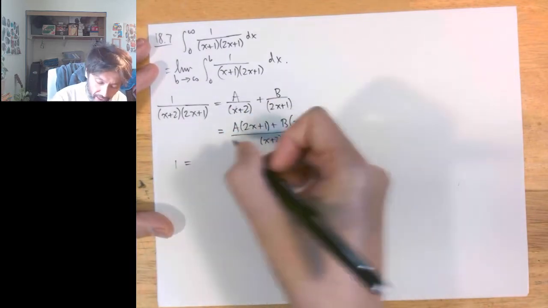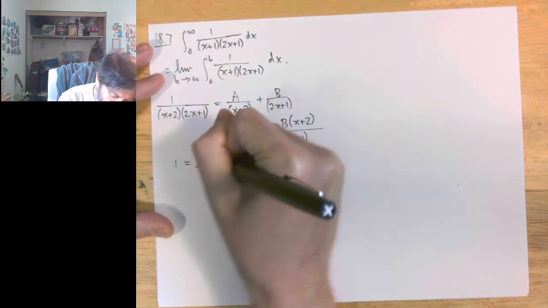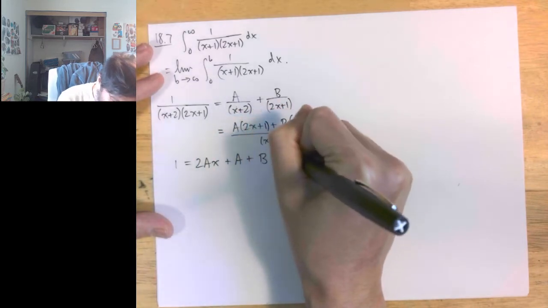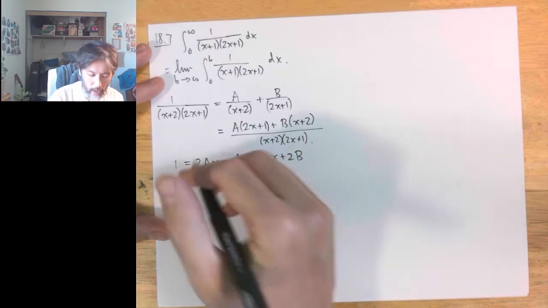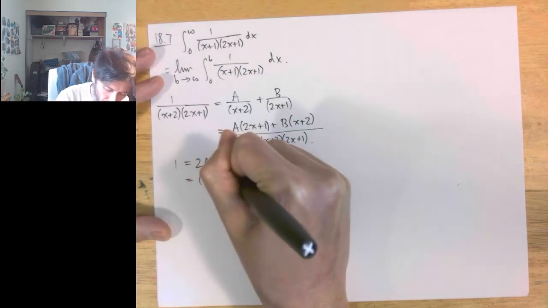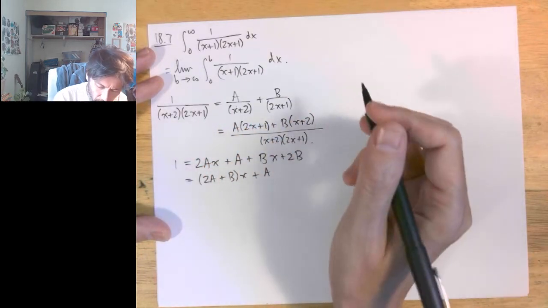Now I'm going to go ahead and expand out that numerator and get 2ax plus a plus bx plus 2b, and then I'm going to collect like terms. So what I get there is 2a plus b times x plus a.